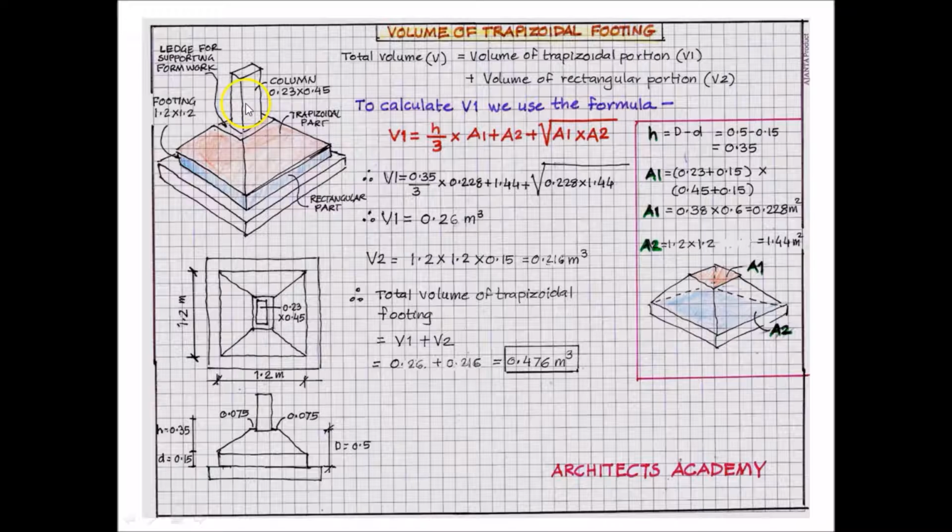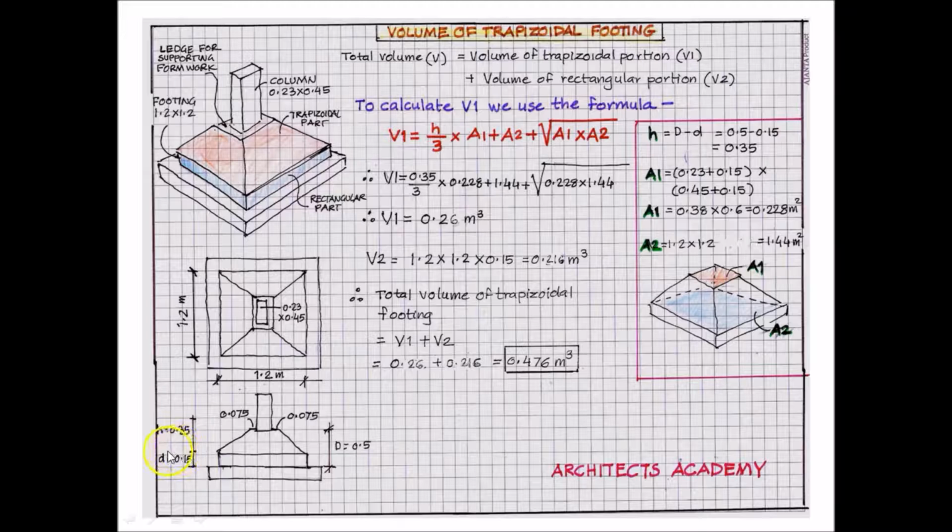Here we have a column which is of a size of 0.23 by 0.45, and the column has got a footing which is of a dimension of 1.2 meters by 1.2 meters. If you see the footing from the side, you will see that the footing has got a rectangular part, which is the lower part of the footing, and a trapezoidal part, which is the upper part of the footing.